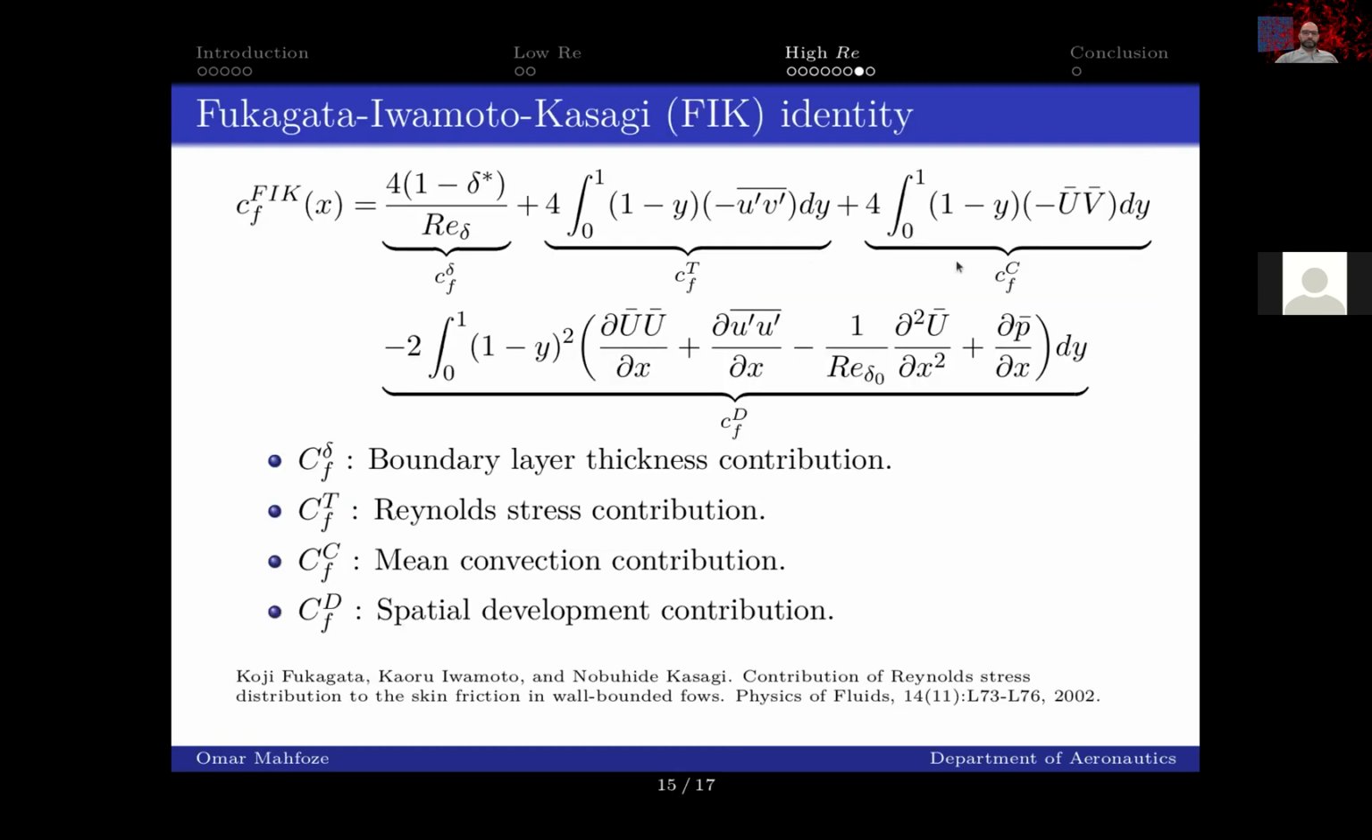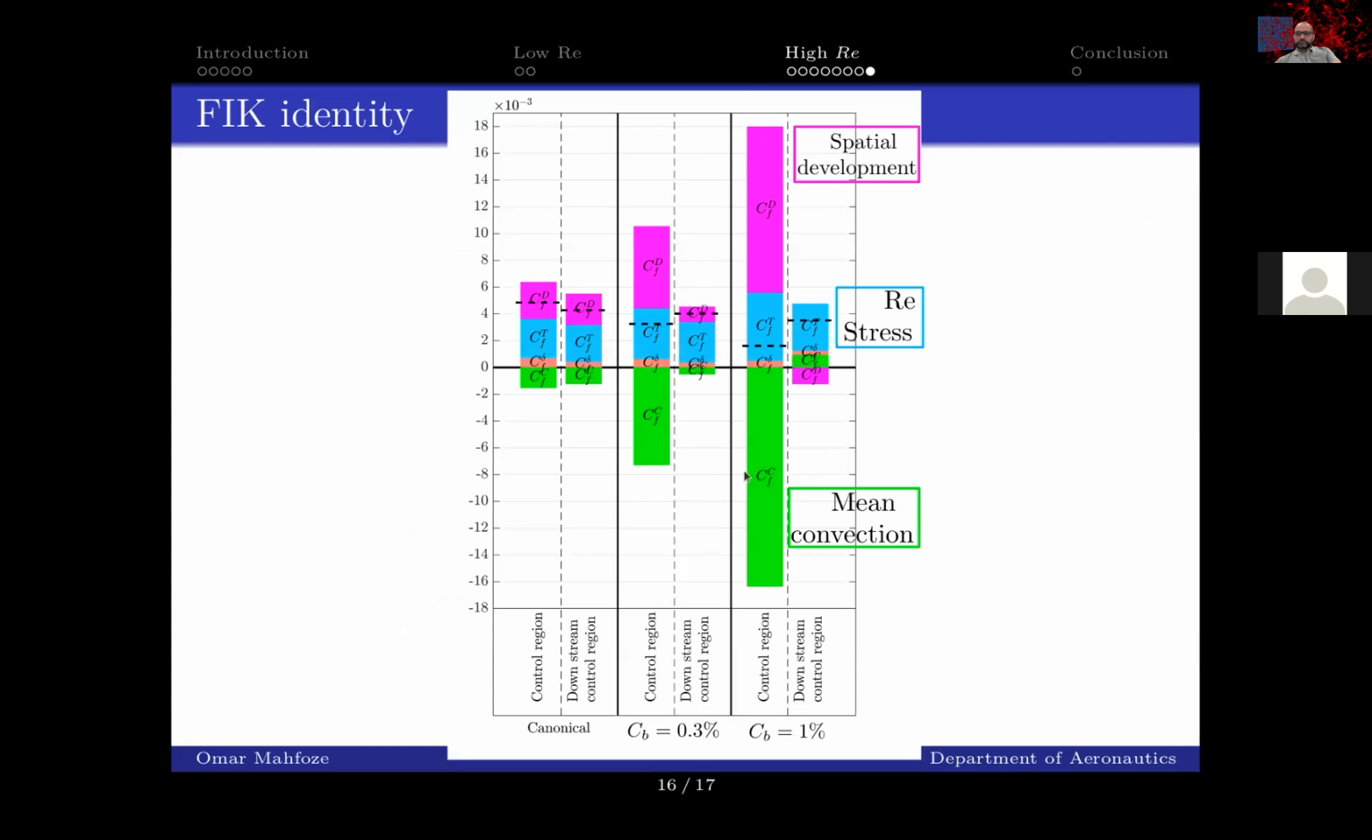So we looked at the FIK identity, and also we are looking at the POD decomposition. But here I'm presenting only the FIK identity. The FIK identity decomposes the skin friction into 4 components. The first one is the Reynolds number thickness contribution, the Reynolds stress contribution, the mean convection contribution, and the spatial development contribution. So we calculated all these quantities in the control region and downstream of the control region, and took the mean. And this is what we have.